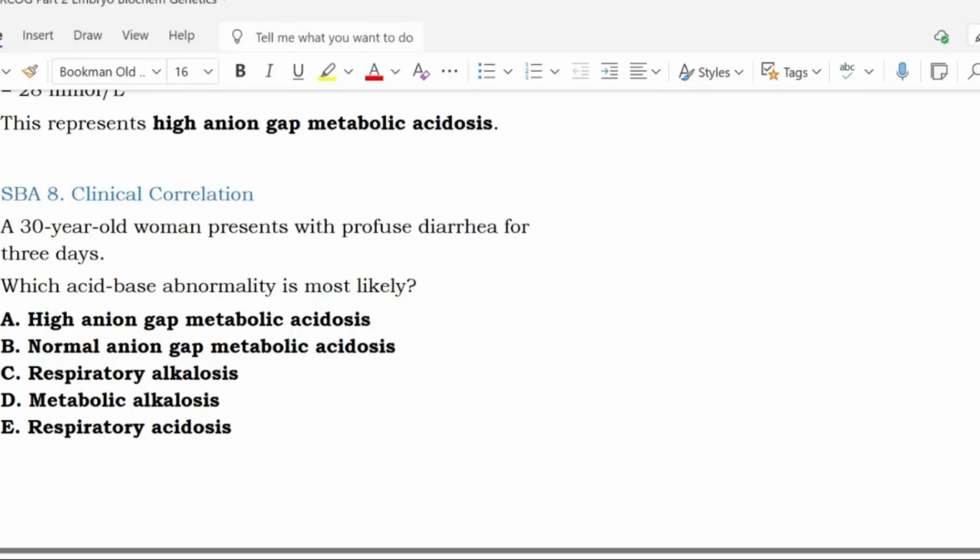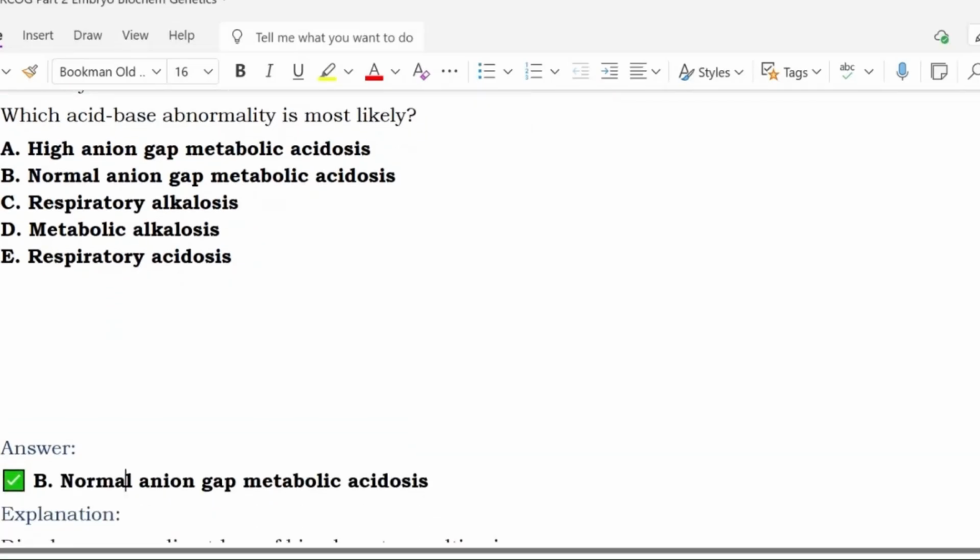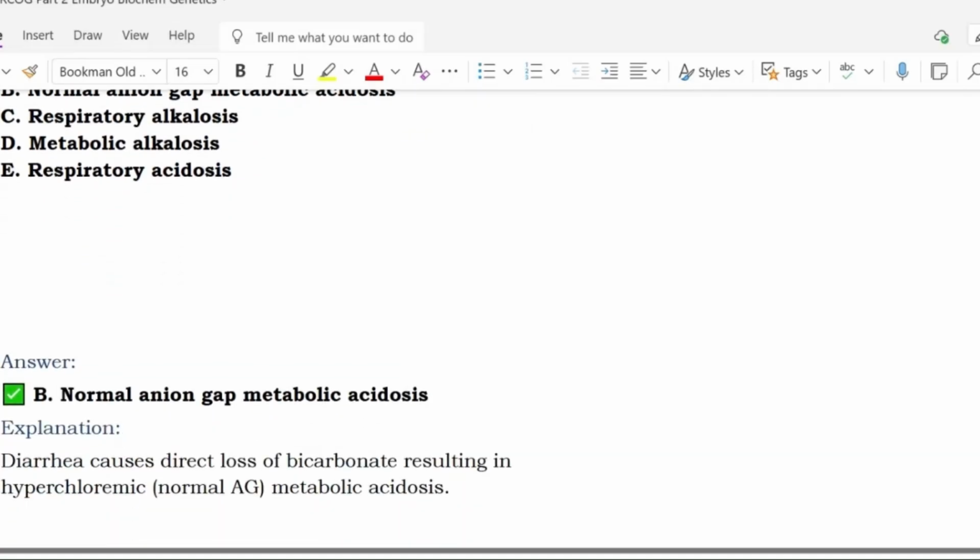Now, is it HAGMA or NAGMA? Which one is there? Option B, sir. It is B, normal anion gap metabolic acidosis. Yes, it is a normal anion gap. Here, normal anion gap metabolic acidosis. Diarrhea causes direct loss of bicarbonate, resulting in hyperchloremic, normal anion gap metabolic acidosis.